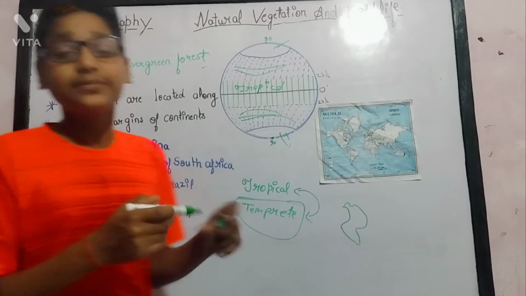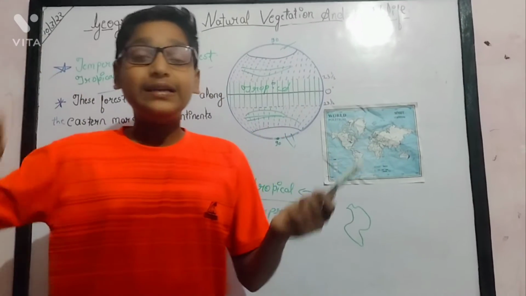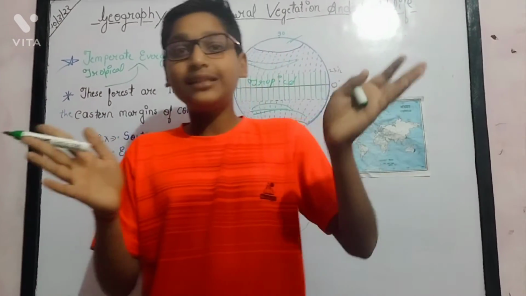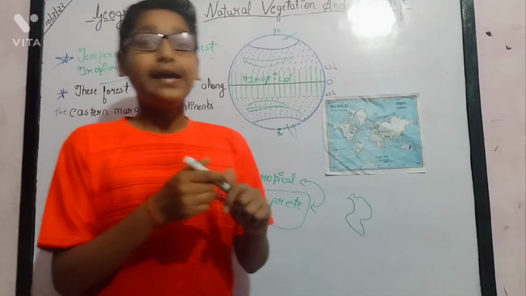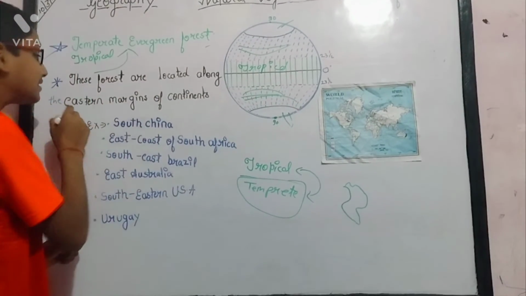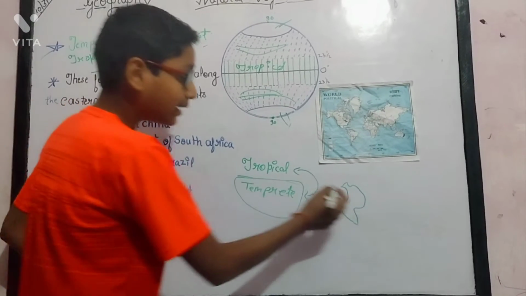areas. Coastal areas means the seashore area, like Mumbai is a coastal area. A coastal area means the part that is very near to the sea. So these forests lie on the eastern margins of any continent. The eastern part of North America is this.